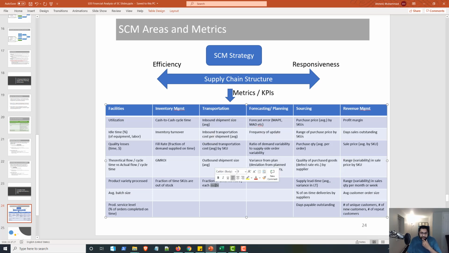Fraction of units moved by each mode. Again, this is covered in detail in logistics. Different transportation modes have different costs. Air is very expensive. Truck is cheaper than air. Rail is cheaper than truck. So if you are trying to be efficient, and you are shipping nothing by rail, you might want to reevaluate that, right? Rail is the cheapest mode, or ocean freight is very cheap, but I'm using air. What's going on, right? So depending on your strategy, you want to match the modes of transportation to that. Forecasting planning, forecasting error. Again, operations management covers this in more detail.